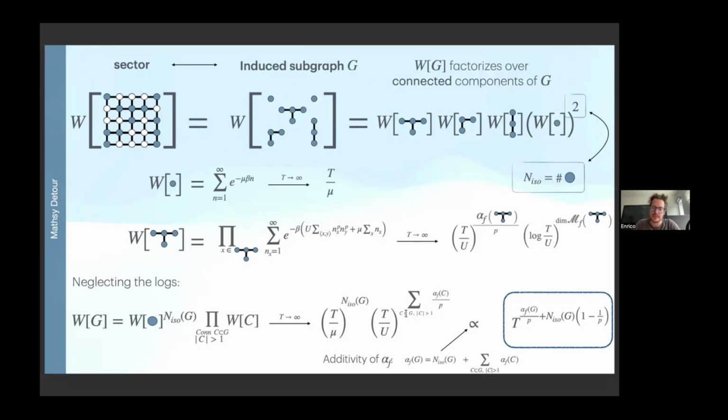This sum over animals is very cumbersome, so let me use the additivity of alpha f to hide this cumbersome sum. Of course, the alpha f of the induced subgraph is going to be n iso, because the alpha f of just one isolated vertex is 1, plus the alpha f of all the animal-like shapes. And so I end up with this exponent.